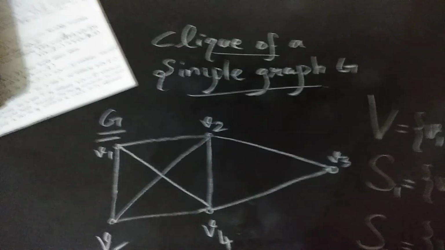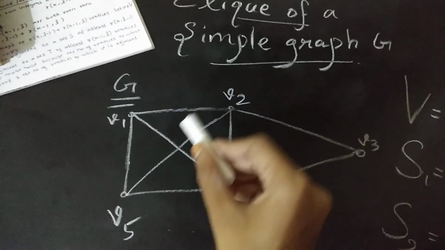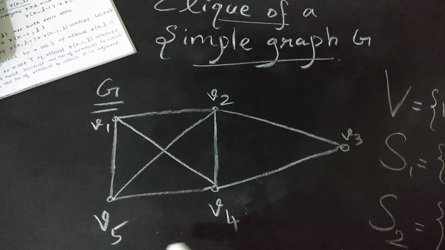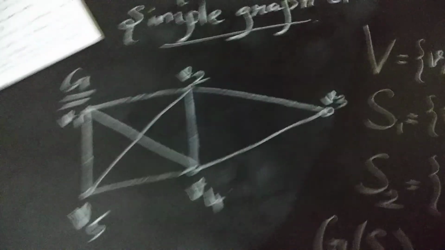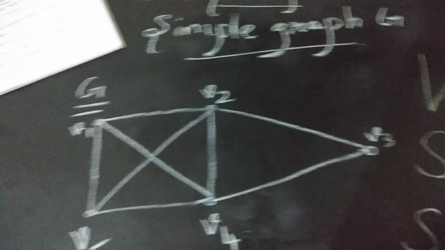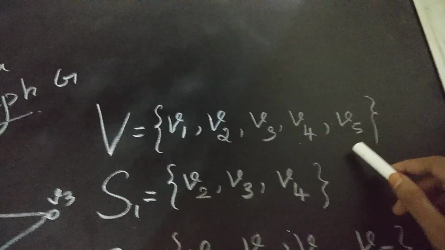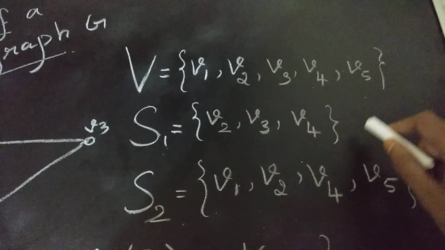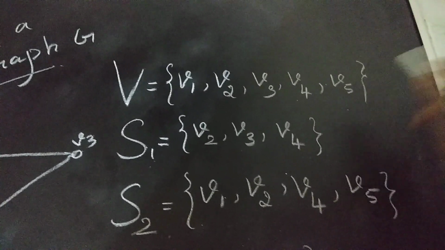So here I have drawn a simple graph for you, and the name of this graph is G. In this simple graph G, you can see how many vertices? 5 vertices. I have written the vertex set of this graph. This is the vertex set. From this vertex set, I have written 2 subsets, S1 and S2. These two are subsets of the vertex set V.